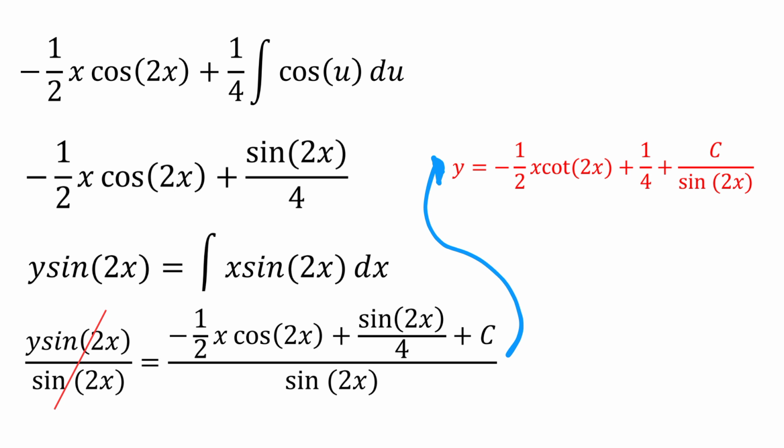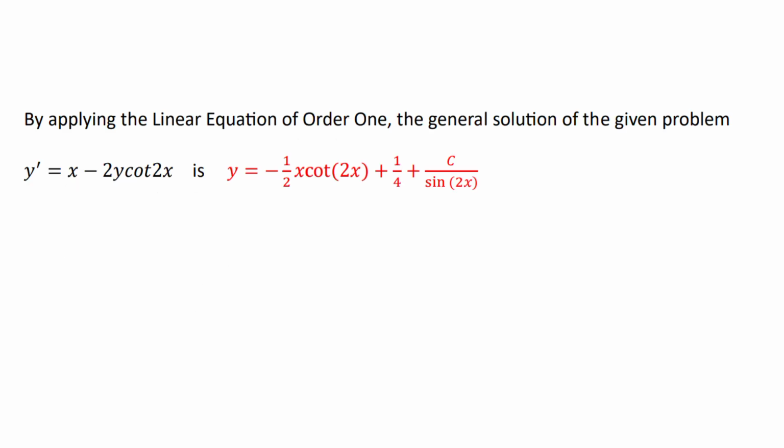Therefore, by applying the linear equation of order 1, the general solution of the given problem, y prime is equal to x minus 2y cotangent 2x, is y is equal to negative 1 half x cotangent 2x plus 1/4 plus c over sine 2x. That's all. Thank you.